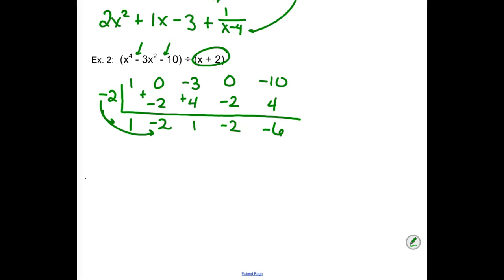So again, our last term here is our remainder. Our next one would be a constant, x, x squared, and x cubed. So my final answer, I have 1x cubed, negative 2x squared, plus 1x, minus a 2, plus a remainder of negative 6, and I was dividing that by x plus 2. All right, so that's long division and synthetic division.